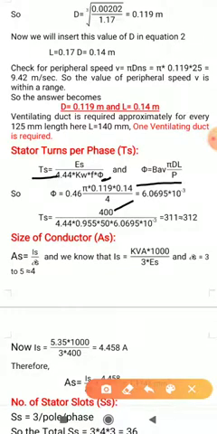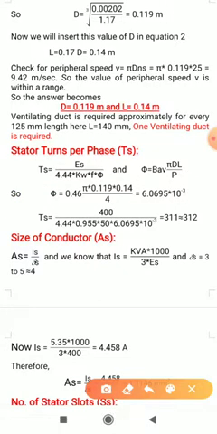So the only unknown parameter in the equation of TS is phi, and this phi is calculated from this equation: phi is equal to BAV into pi D L divided by P. First we will calculate phi using this equation, and then put it in the equation of TS. So phi is equal to 0.46, that is BAV, into pi into D, the calculated value 0.119, into L, which we calculated as 0.14, divided by P. P is the number of poles, that is 4, and if you calculate this you will get 6.0695 into 10 to the power minus 3.